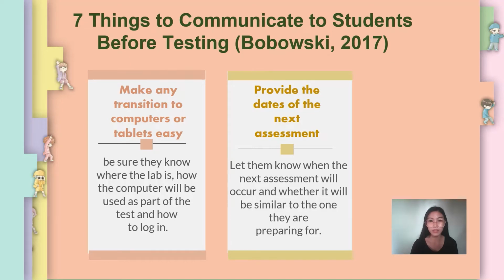Now, the last thing to communicate to students before testing is to provide the dates of the next assessment. So when you explain growth over time to students, it helps to share a basic schedule of how the assessments will be administered. So let them know when the next one will occur and whether it will be similar to the one they are preparing for. And those are the 7 things to communicate to students before testing according to Vygotsky 2017.